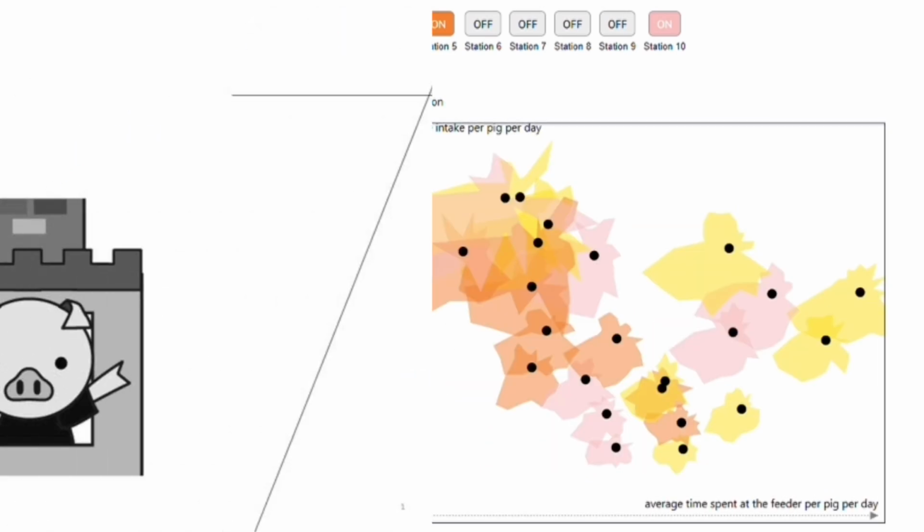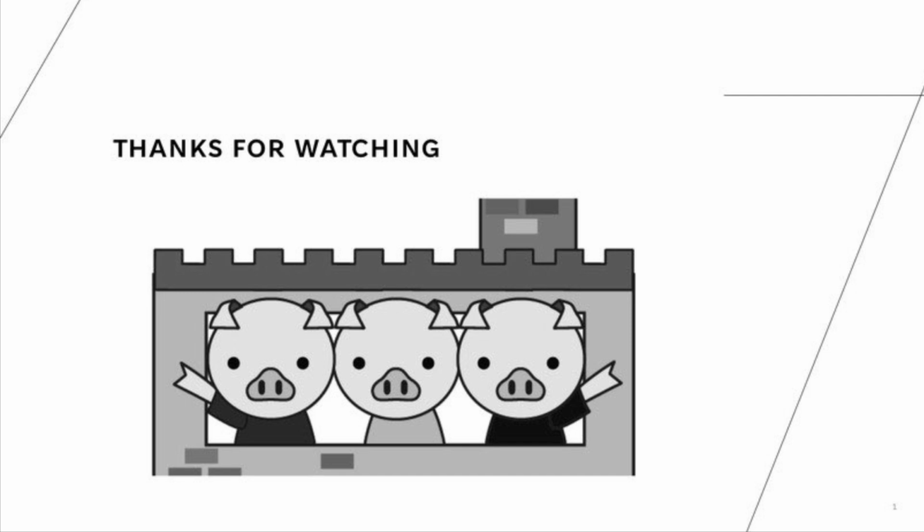Together, these three dashboards offer a flexible way to explore pig feeding behavior, from social networks, to individual-to-group comparisons, to pen-level patterns over time.